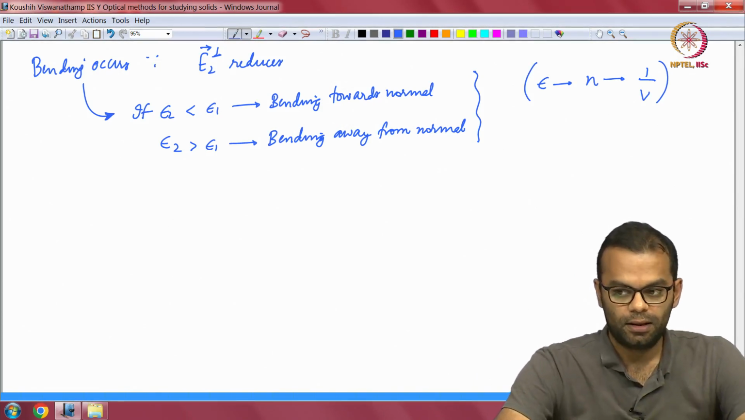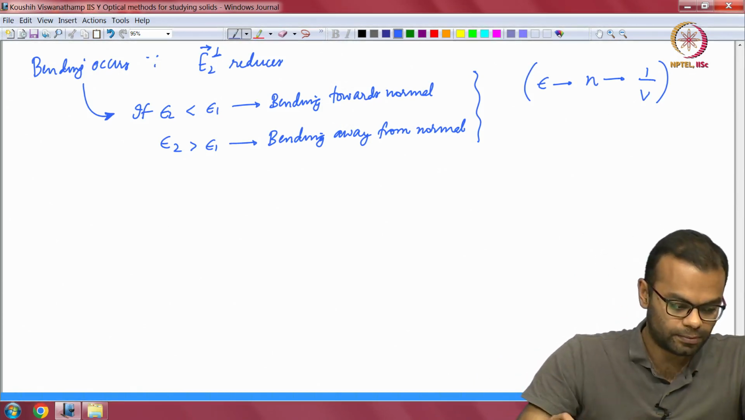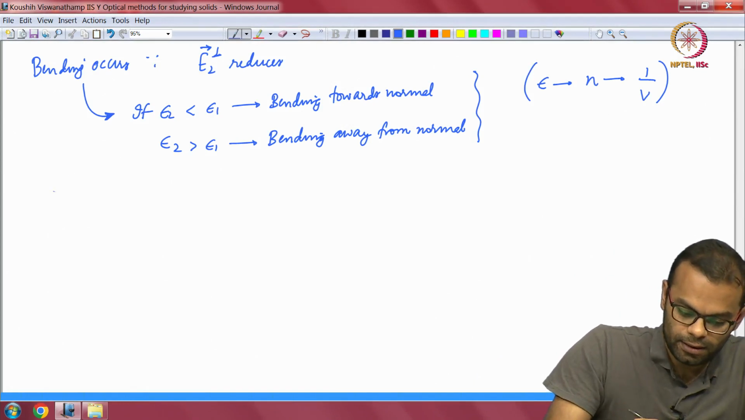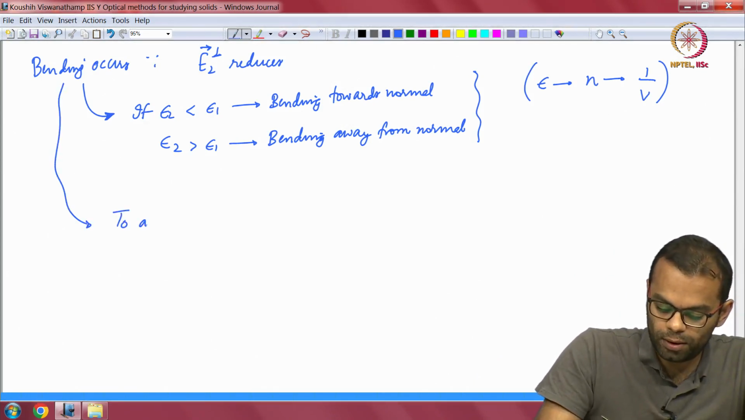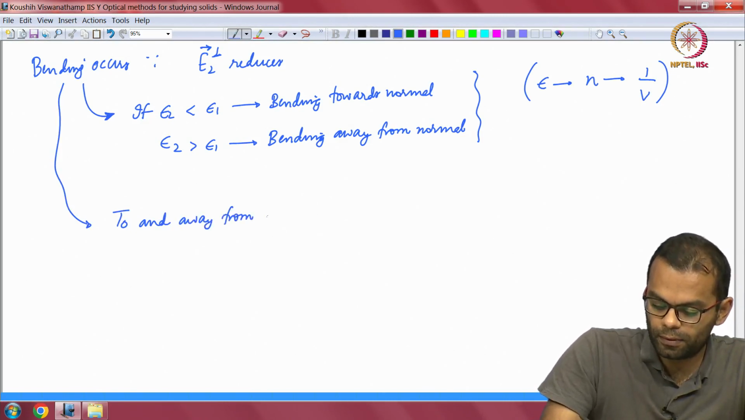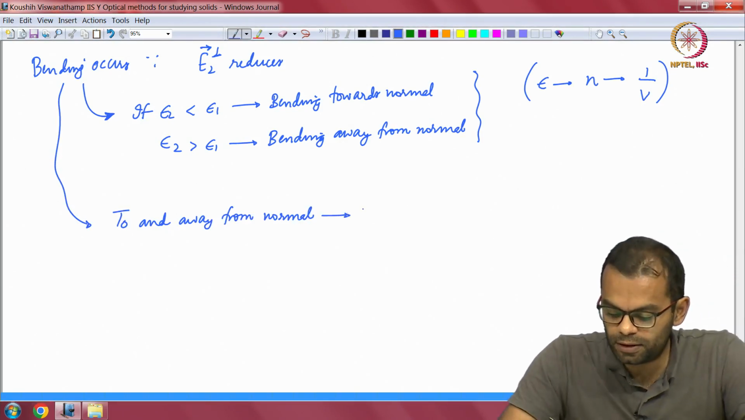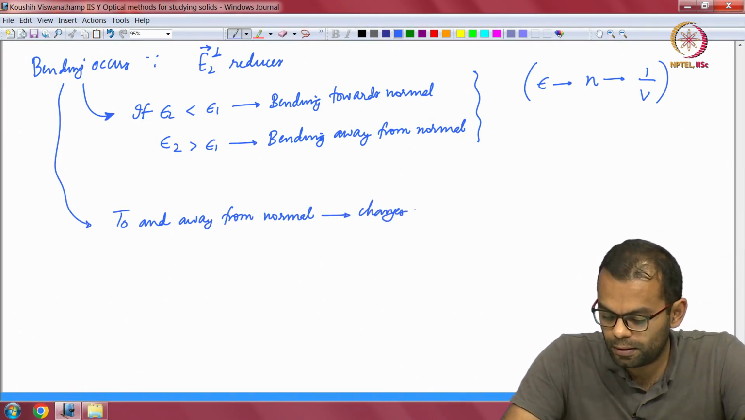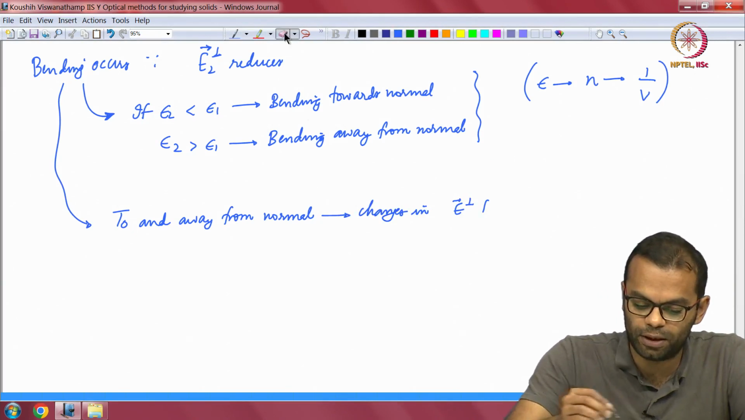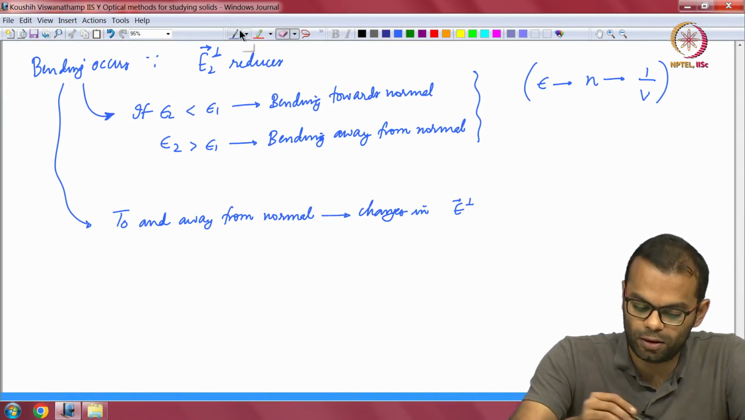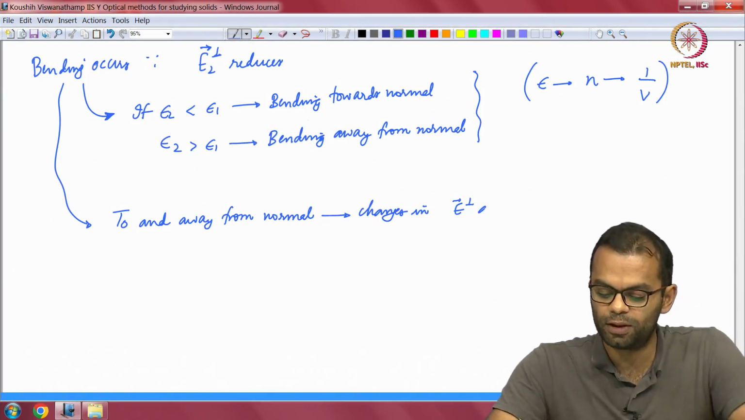Okay. So, the bending to and away from the normal occurs because of changes in E bar perp across the interface. Okay, that is just something you want to remember. On a microscopic scale, this is exactly what is happening.